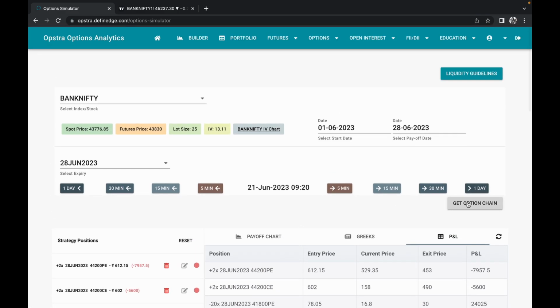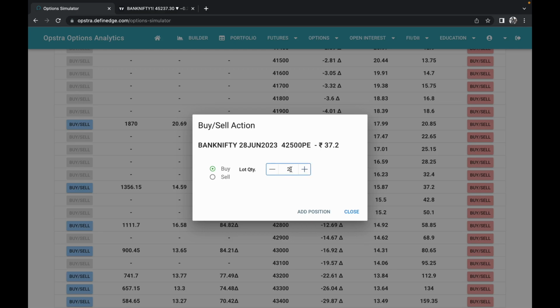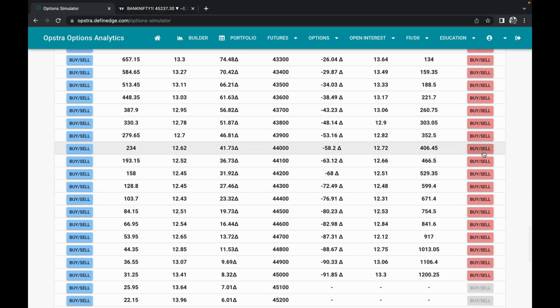Now we are doing our adjustment. I'm going to buy.